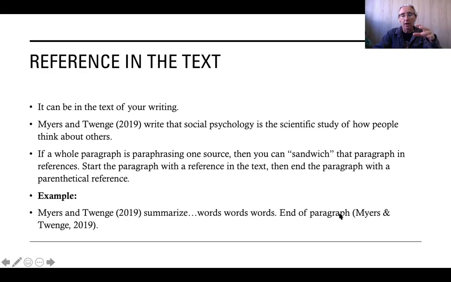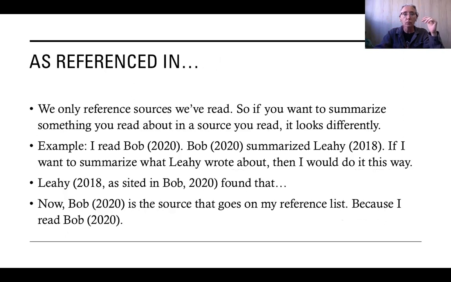At the end of our paragraph, we would then finish it with open parentheses, author and author, comma, space, date of publication, close parentheses, and again, the punctuation goes after the closed parentheses. So this is how we would sandwich an entire paragraph within references to show the reader that this entire paragraph was paraphrased from one source.